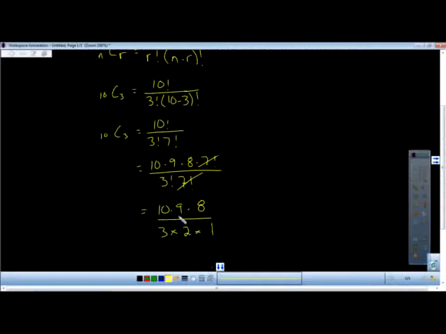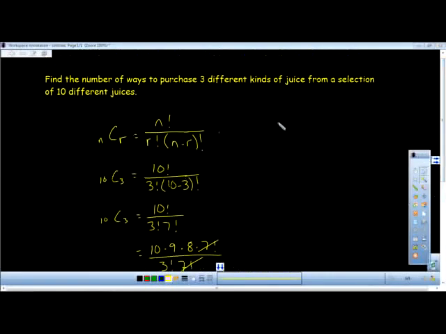And nothing directly simplifies. You can divide the 10 by 2, get a 5 up here. You can divide the 9 by 3, get a 3. But I'm going to leave it the way it is. So I have 10 times 9 times 8, which is 720, and I have a 6 in the denominator. So if I take 720 and divide that by 6, I should get 120 different combinations that I can buy 3 different kinds of juice from the 10 different juices.